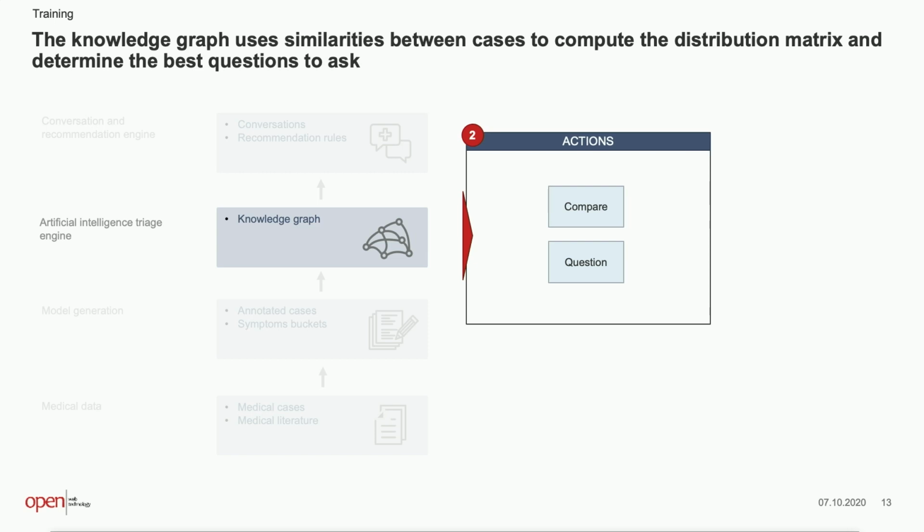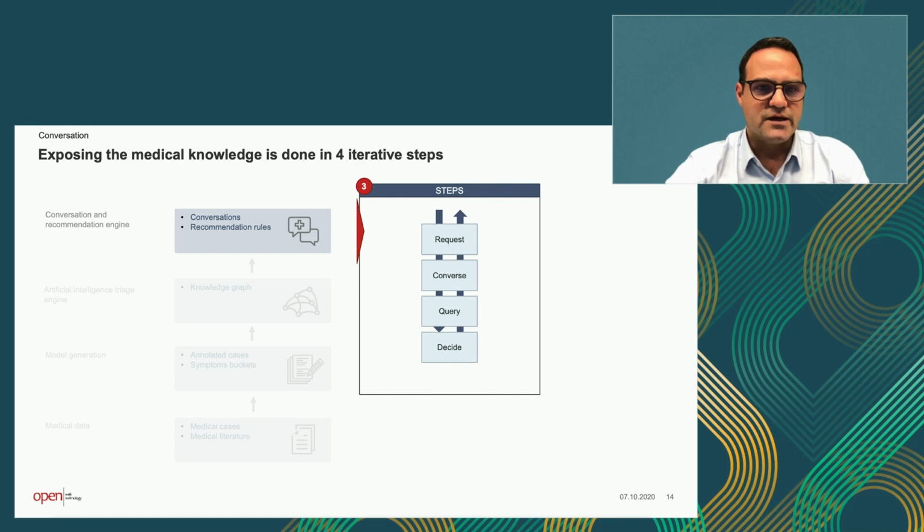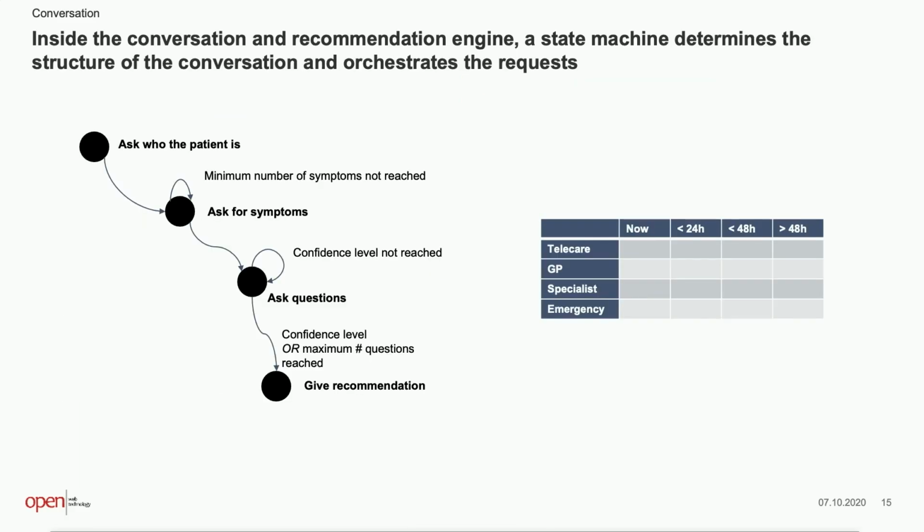But this has to do with probabilities, and it does not include any logic from the perspective of the patient. And what we have seen is that sometimes the best questions with regard to the probabilities are not well understood by the patient. And we'll come back later to this very important issue. Last but not least, we need to build a conversation engine on top of this knowledge graph. This engine will decide when to ask another question if it doesn't feel confident to issue a recommendation.